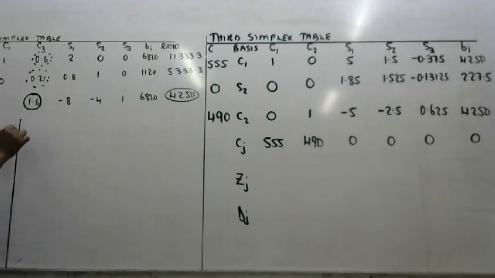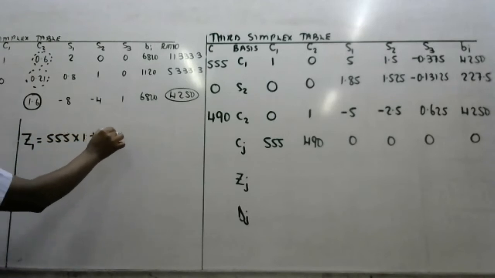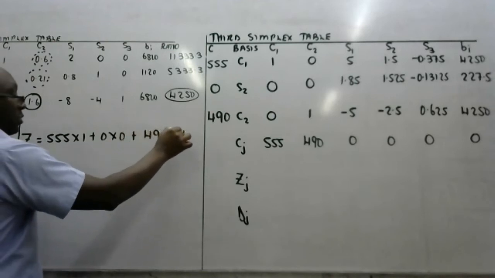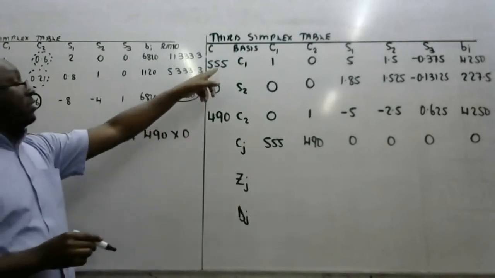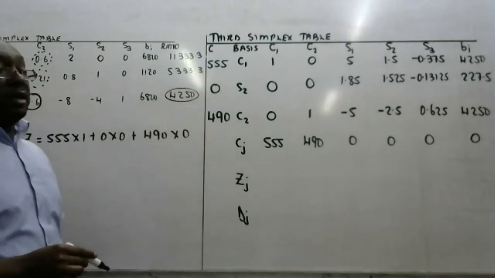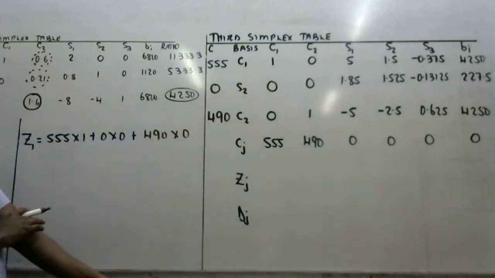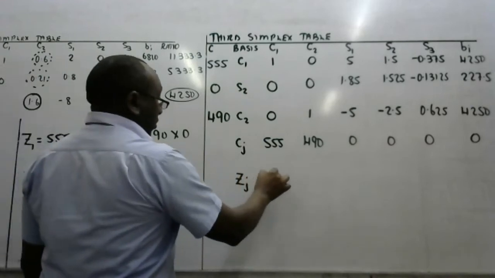So we start now getting to the Z. So Z1. Z1 will be 345 times 1, plus 0 times 0, plus 490 times 0. Because it is these values in column C, we multiply with these values. So the answer there is 345. That's all.